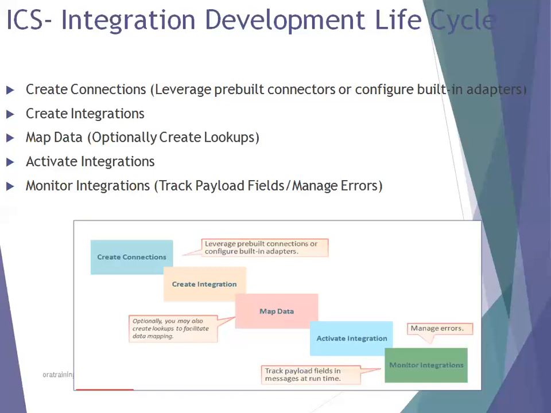Once you create a connection, the next thing is to design your integration. This integration is the main program which you are designing using ICS. Inside the integration, you may use map data and an appropriate mapping. Once your integration is done, you need to activate it, and once you activate it, you need to run it. Once you run the integration, you can use the monitoring to check whether your program is running properly or giving any errors. So these are the 5 main blocks in ICS integration.